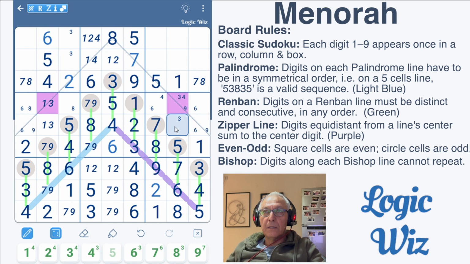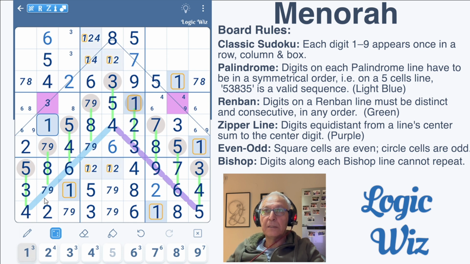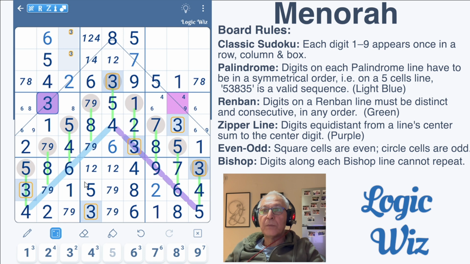Okay, so we cannot have a 1. 3 is optional. We cannot have a 6. And 9 on the bishop is in here. So this cell, see all the free cells, 9 cannot be here. This one must be a 3. Oh, this one is a 1. This one is a 3. And we no longer need the highlights. We found the 3.